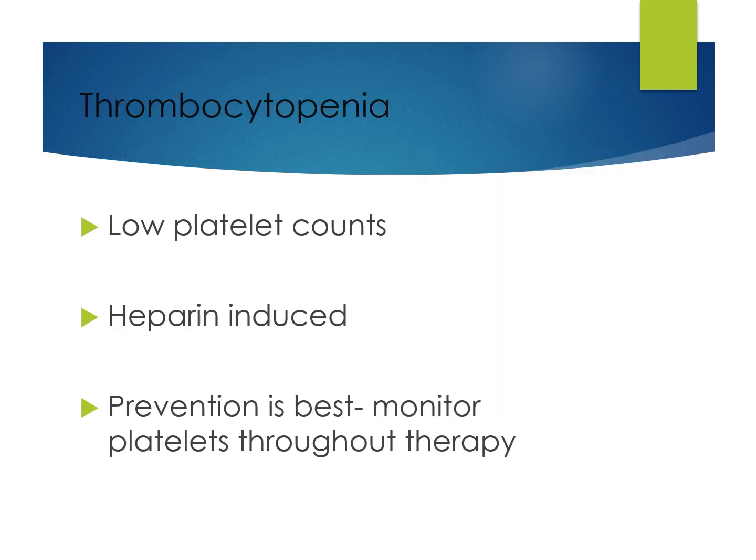Thrombocytopenia occurs when the platelet count is below 100,000. It takes 5 days, necessarily, to resolve if it's related to heparin. DC heparin, give an antidote. You want to make sure that you are preventing bleeding, internal bleeding. Platelets must be monitored.